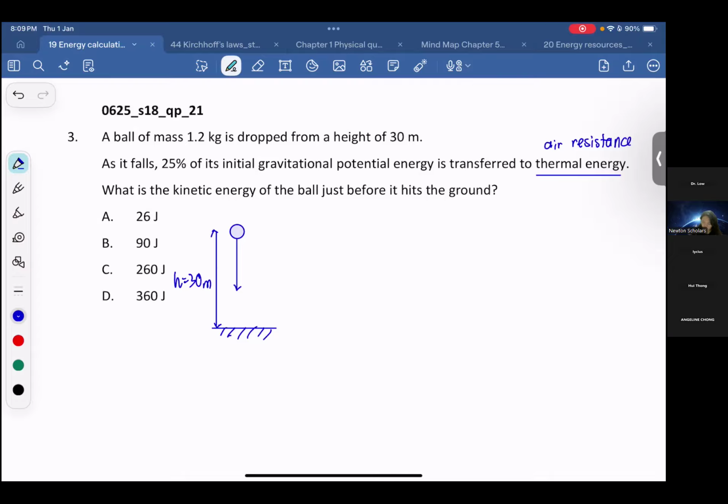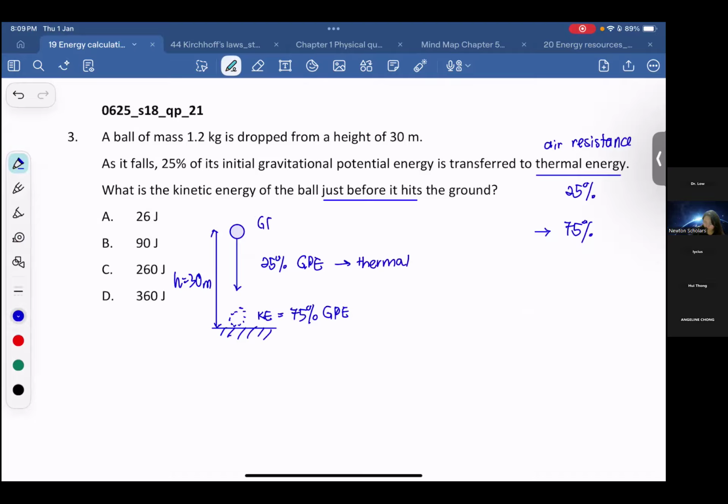Then, since 25% goes to thermal energy, that means the rest is how many? The rest is 75%, am I right? The rest will be converted to kinetic energy just before it hits. So the kinetic energy is 75% of the starting GPE, and 25% is lost to the surrounding as thermal energy. 25% of the GPE is actually converted to thermal.